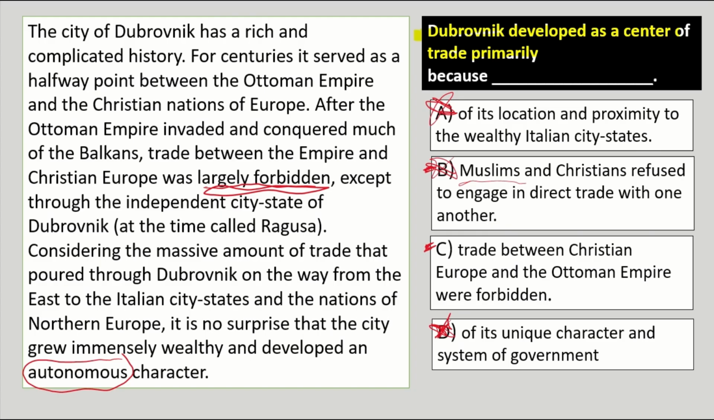So let's go ahead and read the whole sentence. Dubrovnik developed as a center of trade primarily because trade between Christian Europe and the Ottoman Empire should be was, forbidden. And I'm going to say yes to C. Not because it's the only answer choice, but when we come back to our passage, folks, this middle section is really what we're looking at for the cause of it. Yes, it was nice that the city is the halfway point between the East and Western Europe, but at the same time, it's not necessarily going to be the cause of it being that center of trade. So C is going to be our answer.